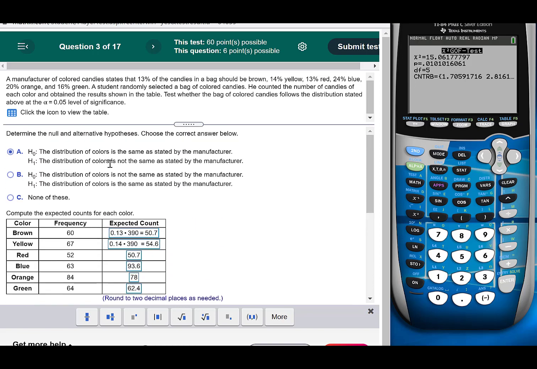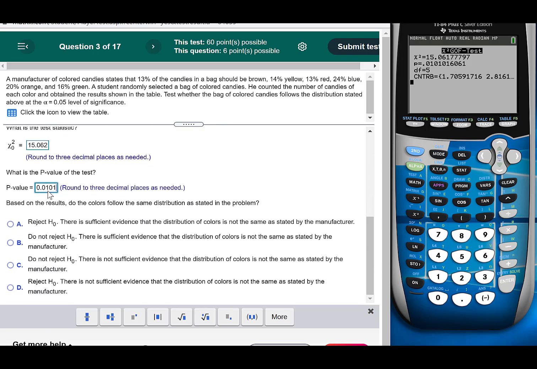Now, where is the claim? Let's see what the question is. Test whether the bag of colored candy follows the distribution stated above. So the claim is in H0. Okay. So we reject H0, and we say that there is enough evidence to reject the claim because the claim happened to be in H0. So there is sufficient evidence. I think it's going to be this one. No. There is sufficient evidence. Distribution of color is not.